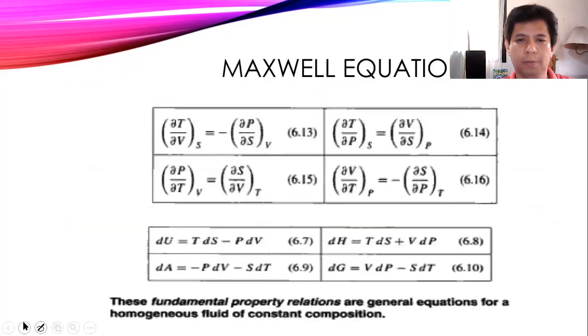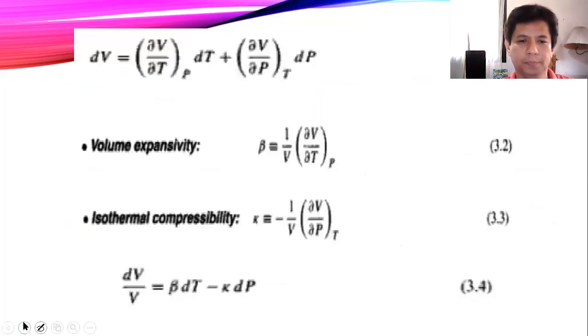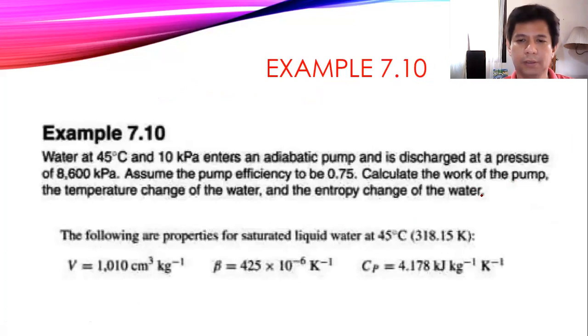Okay, so let's try to solve a problem. Let's try to solve example 7.10. Water at 45 degrees Celsius and 10 kilopascal enters an adiabatic pump and is discharged at a pressure of 8,600 kPa. Assume the pump efficiency to be 0.75.